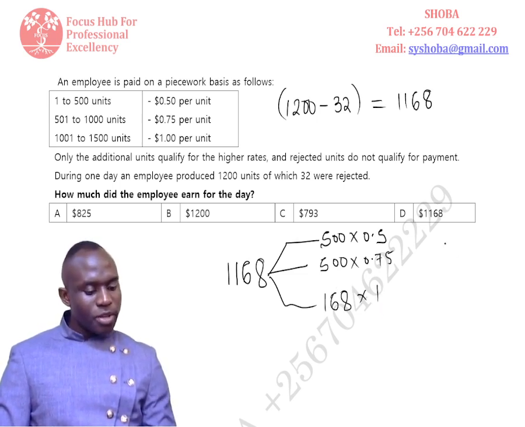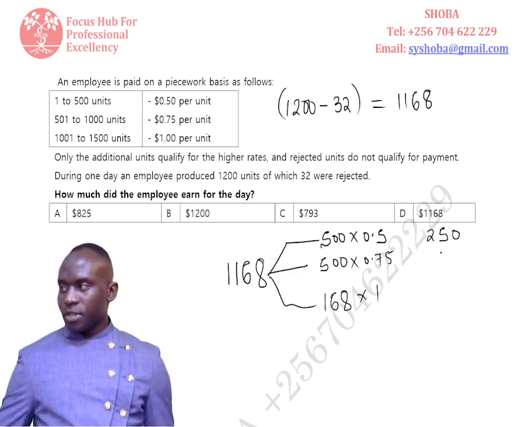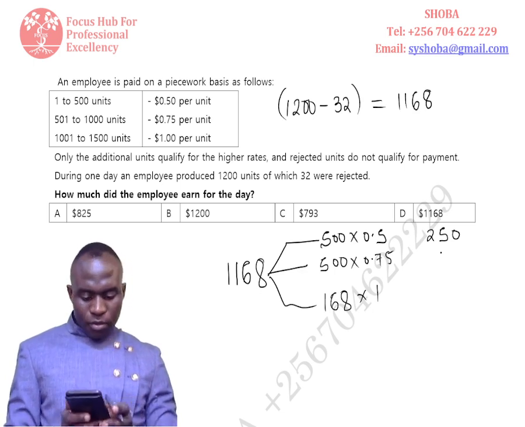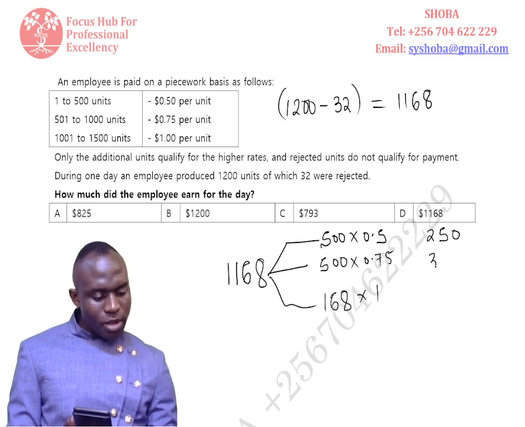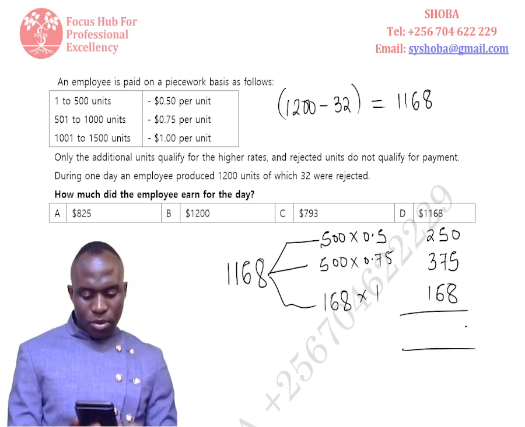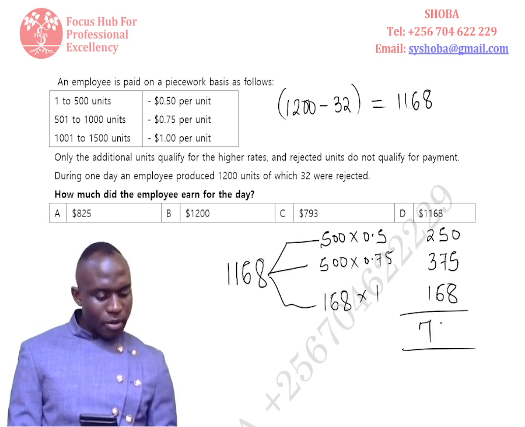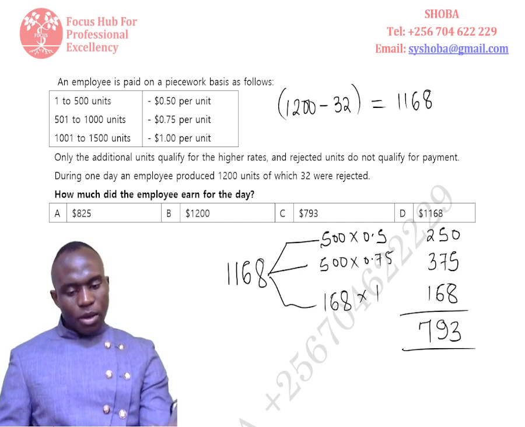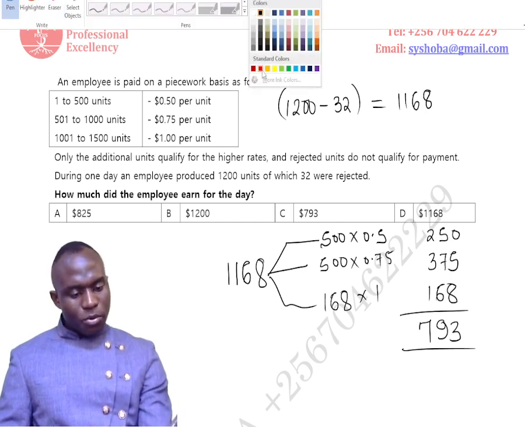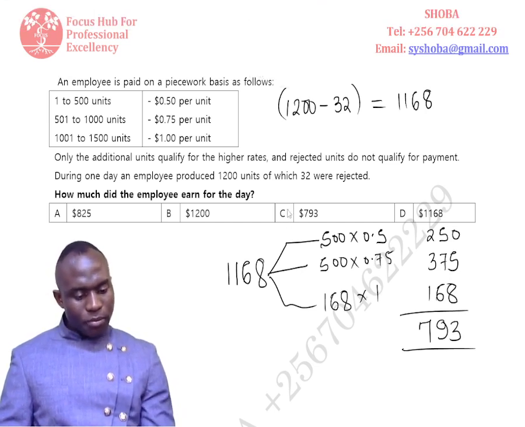So when we work out, this is 250. Then this is 500 times 0.75, it gives 375. And finally, this is 168. So the total payment is going to be 250 plus 375 plus 168. It is 793. So the correct answer is option C.